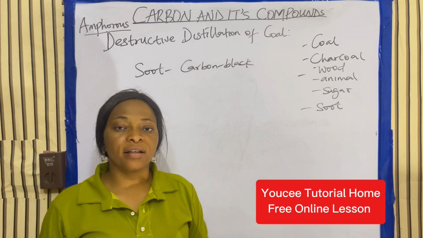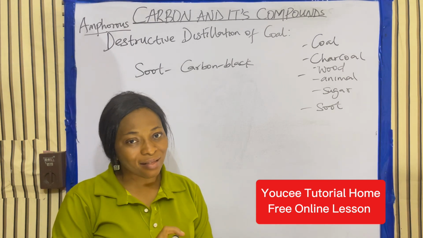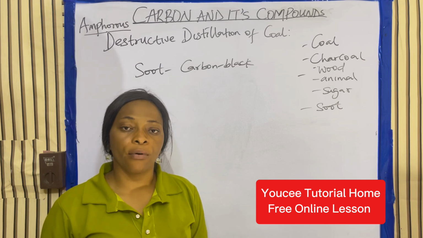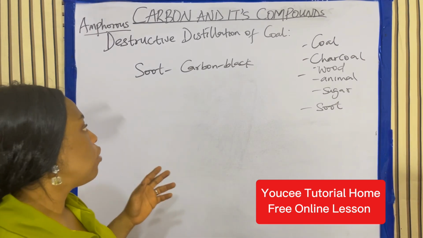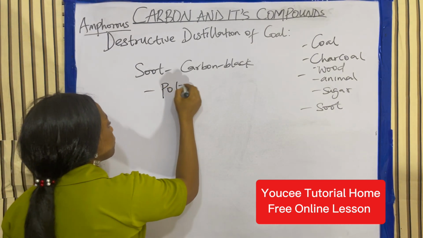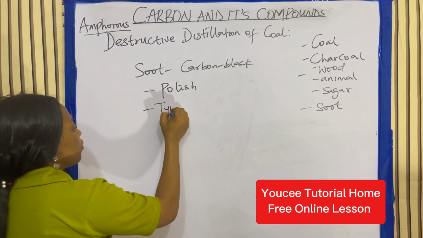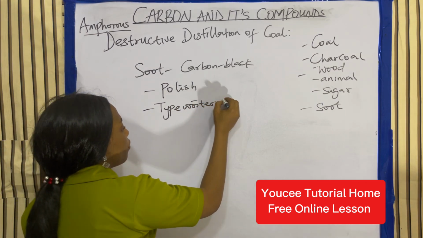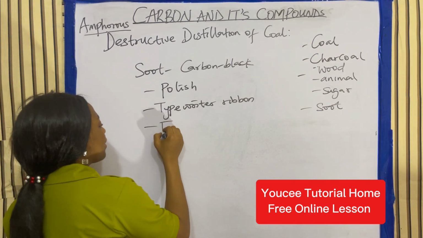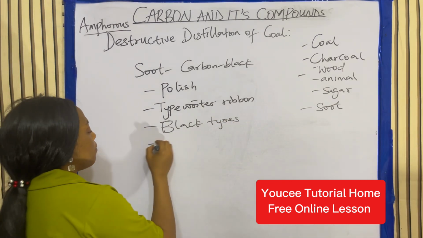Another example where you can find it is at the motor exhaust pipes. Those black things there are what we refer to as soot or carbon black. So what are they used for? They are very important. Number one, they are used in making shoe polish. They are used in making typewriter ribbons. They are used in making black tires. They are also used in making printer's ink.